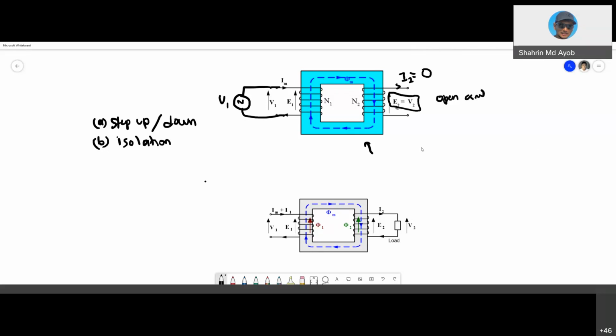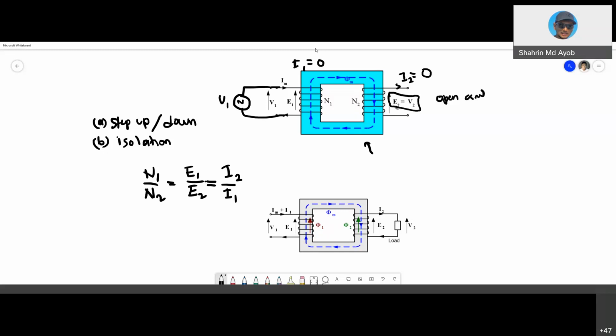Okay. So then we also know the relationship n1 over n2, where n1 is the number of turns at the primary side, and n2 is the number of turns at the secondary side. This is equal to E1 over E2, which is the voltage induced, and this is equal to I1 over I2. Okay. So in this case, since I2 is 0, your I1 will also be 0. So I1, which is the primary side, is also 0.